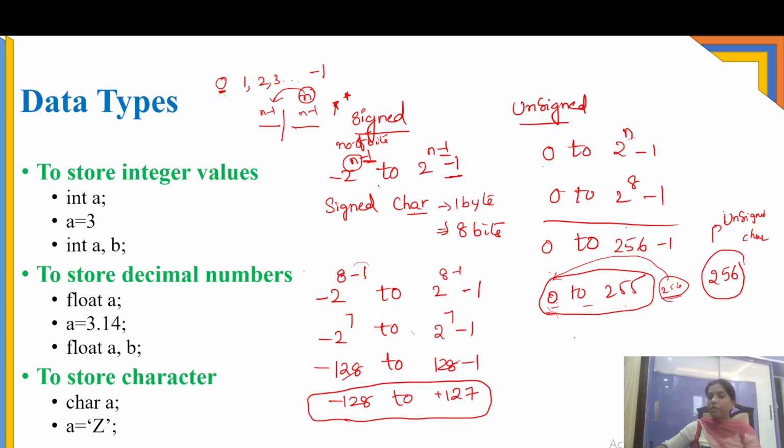The value of 256 is 0. 257 is 1. 258 is 2. In this way it will be stored. Similarly, plus 128 will be stored as minus 128. It wraps around: if the range is overcome, it will be stored from the starting again.